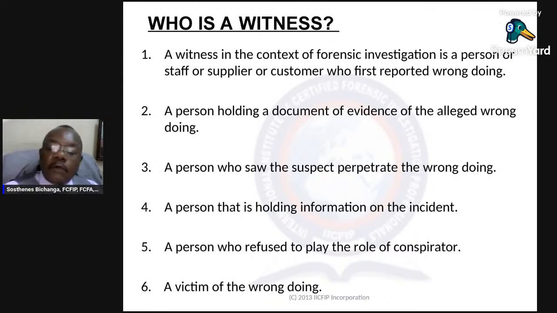Number 6, a victim of the wrongdoing. Sometimes we forget that the victim is a witness. The victim of the crime, whatever crime, is a witness because he saw it being perpetrated on him or around him. So he can be interviewed as a witness and can even stand in a court of law to explain what happened. That is the definition of who is a witness in the context of forensic investigation process.